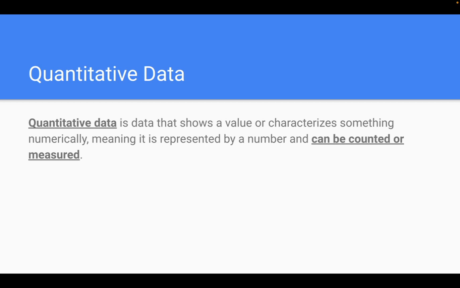All right, so now let's go into quantitative data. This is data that shows a value or characterizes something numerically, meaning that it's represented by a number. And the main thing here, notice zip code was qualitative even though it was a number, but quantitative data can be counted and measured. That's really what makes it quantitative. Think quantitative would be like quantity.